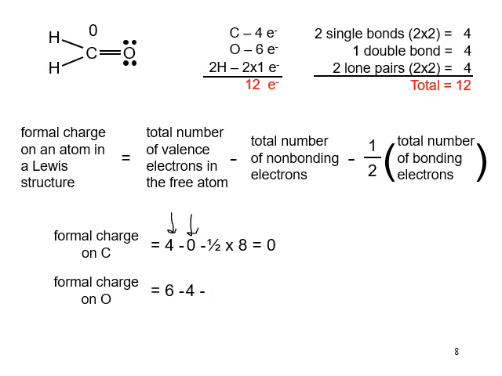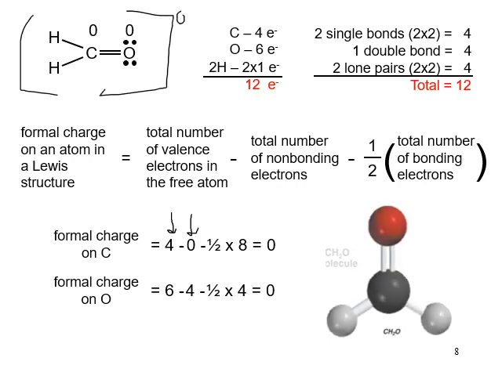For oxygen, again, same procedure, and we get 0. So the formal charge for oxygen in this arrangement of formaldehyde is 0. So the overall charge then is also 0. So this is the most stable arrangement of the formaldehyde molecule, and that is dictated by these formal charges.